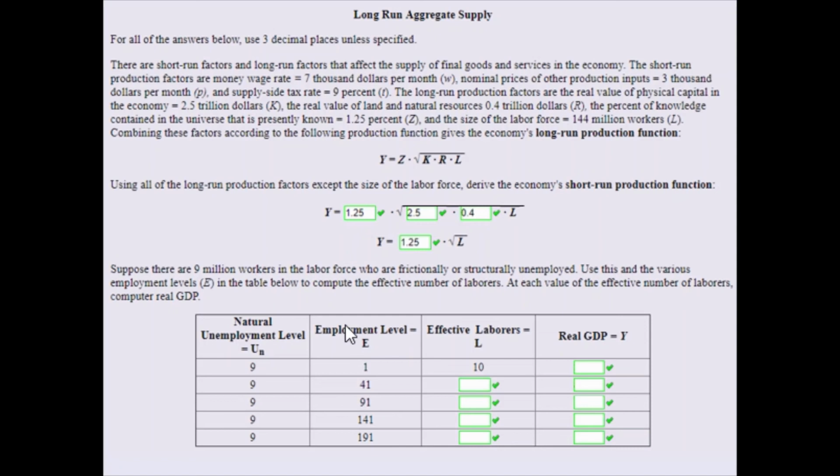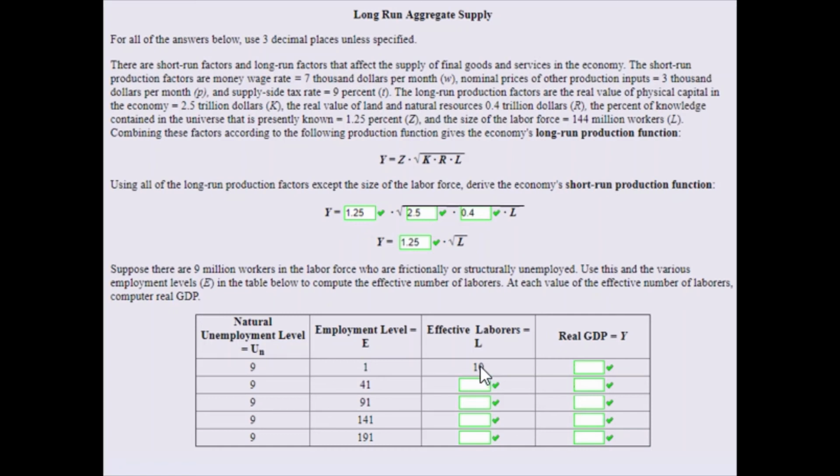Again, we have 9 million workers who are frictionally or structurally unemployed. That's why this doesn't change down here. We're going to increase the employment level from 1 million to 41 million to 91 million to 141 million and 191 million. When I add 9 and 1, I get 10.